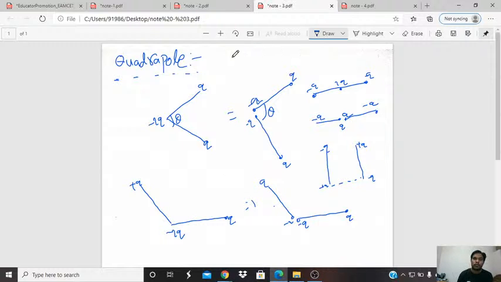And see, on the axial line, the field is k into 1 by 4 pi epsilon naught, 2p by r cube. And on the equatorial line, p by r cube. So the axial line field equals 2 times the equatorial line field. Or the equatorial line field is 1 by 2 times the axial line field. Like this we have to find it.